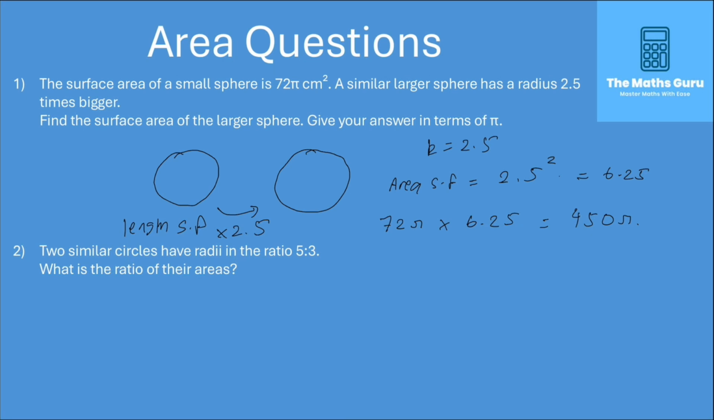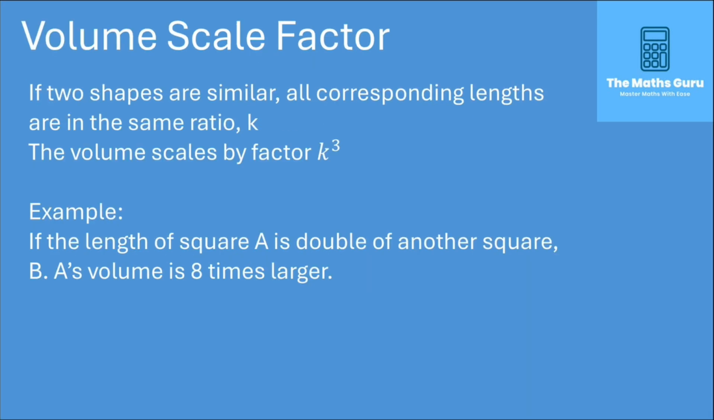So, looking at question 2, it tells us two similar circles have radii in the ratio 5 to 3. And this is to do with our length, our radius. What is the ratio of their areas? So the way we do this is we look at our k ratio. Our k ratio is 5 to 3. Then our area ratio would be 5 squared to 3 squared, which is going to be our k squared ratio. And this simplifies to 25 to 9. And that is our answer.